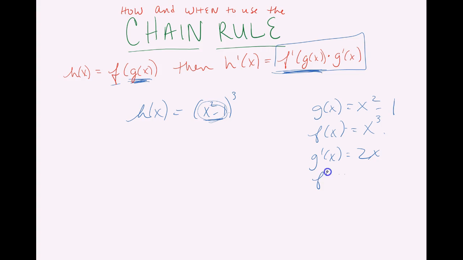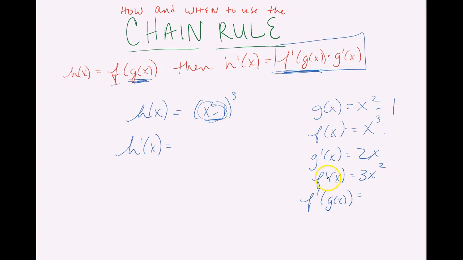And then the f prime, the derivative of f, would be 3x squared. So now that I have all this, I'm going to try to find the derivative of h, so I'm going to run into this formula here. Now, remember, I start with f prime of g of x. So underneath here, I'm going to go ahead and figure out what that means.